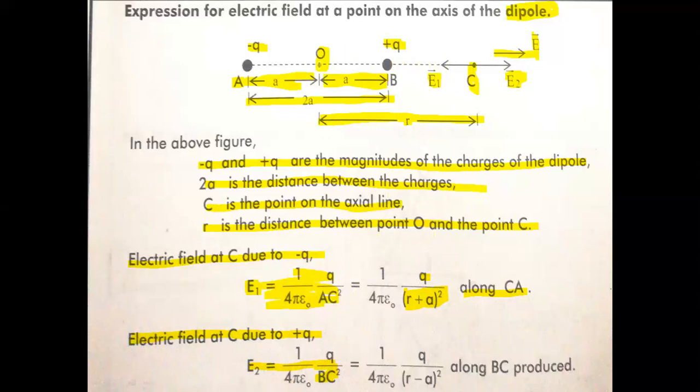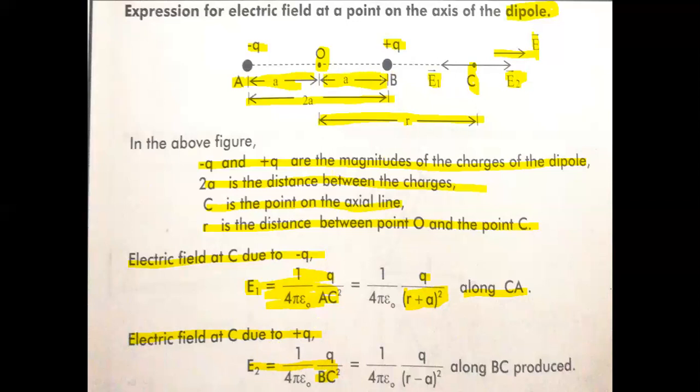I'm calculating only for plus Q. So I will take the reference point. So I have to subtract OB minus OC. OB minus OC I have to do here. For getting AC square, when I calculated the electric field at C due to the charge minus Q, I was supposed to add. But I need to calculate the electric field at C due to the plus Q charge here, so I have to subtract: OB minus OC.